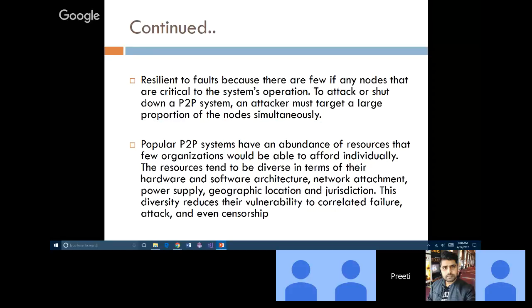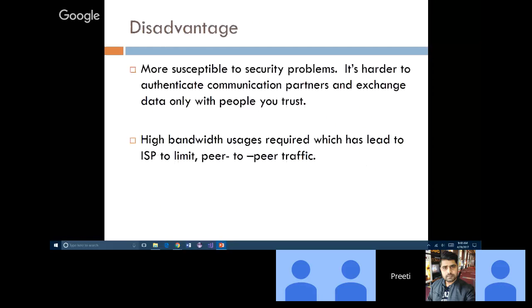That is one of the advantages. The other thing is that in a P2P system, there are lots of resources that few organizations would be able to afford individually. The resources tend to be diverse in terms of hardware, software, architecture, and network attachment. Because of this diversity, it reduces the vulnerability to correlated failure, attack, and even censorship. Those were some of the advantages of a serverless distributed system.